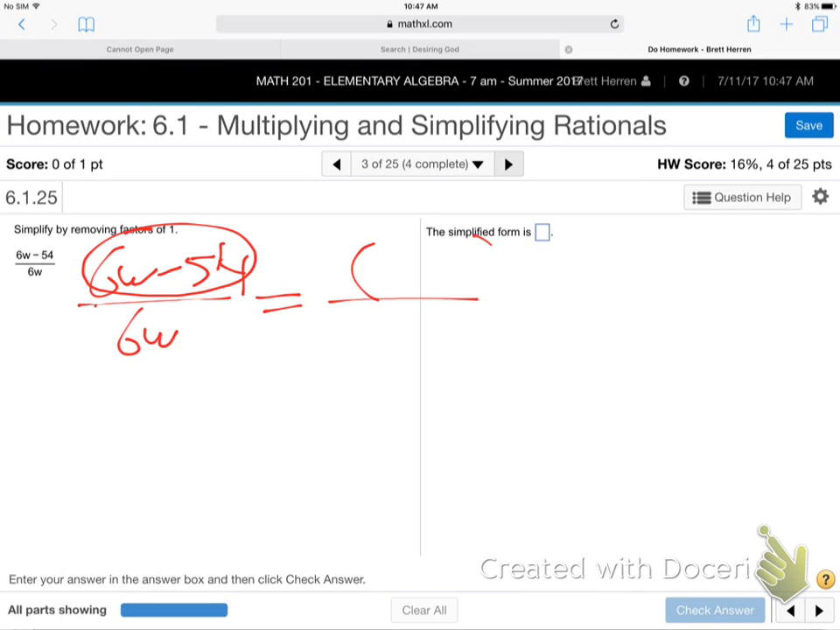Now let's take out the GCF, right? What goes into 6 and 54? 6 does. And then what goes on the inside? 6 times what? Well, W. And 6 times what? 9. 6 times 9, right? The bottom, no change. See how we've made it times now? We've made it 6 times something.